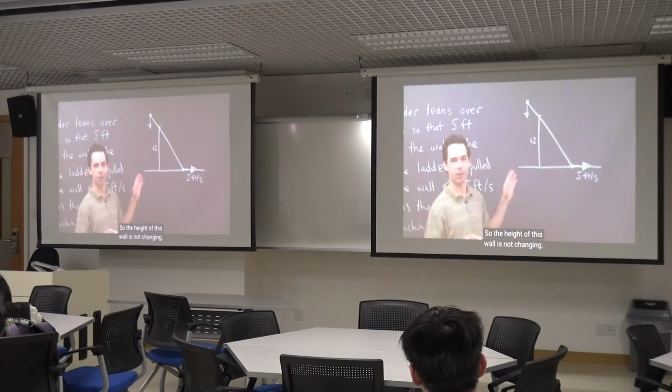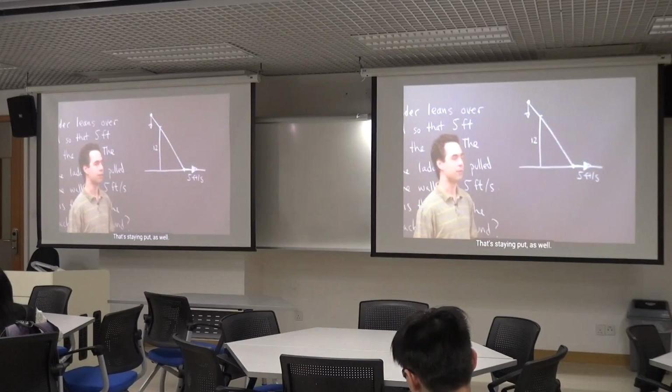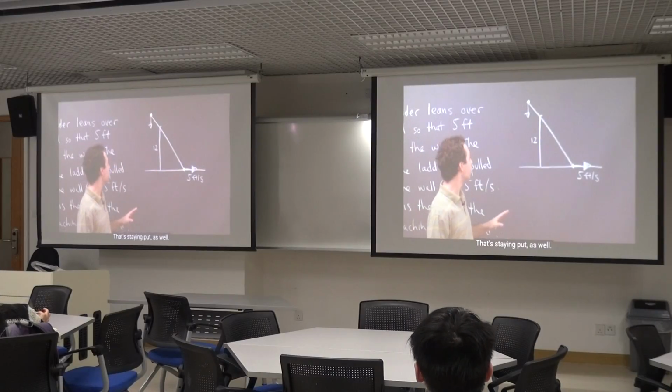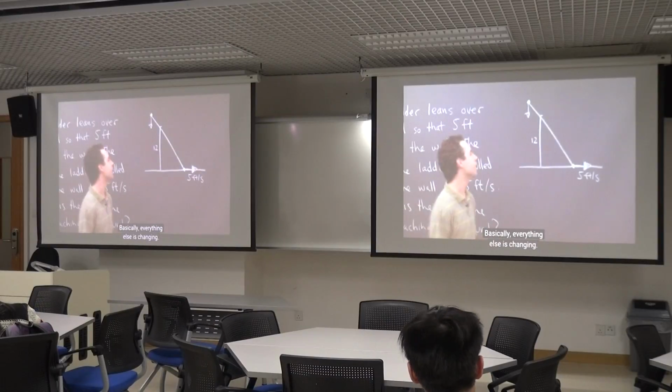So first let's talk about the things that don't change. The height of this wall is not changing. The wall is staying put the whole time. And the length of the ladder is not changing. That's staying put as well. Those are the fixed quantities in this problem. Basically everything else is changing.